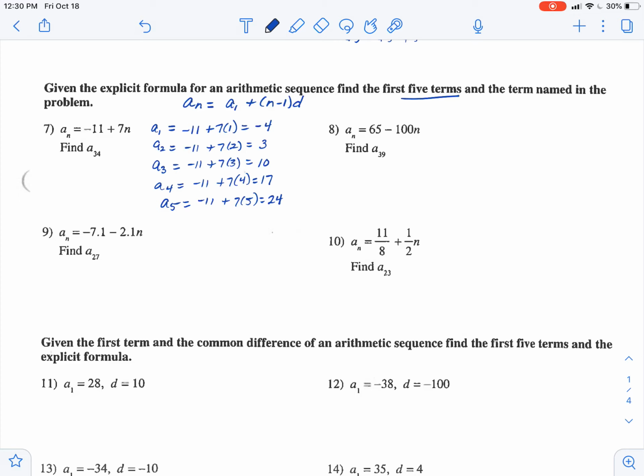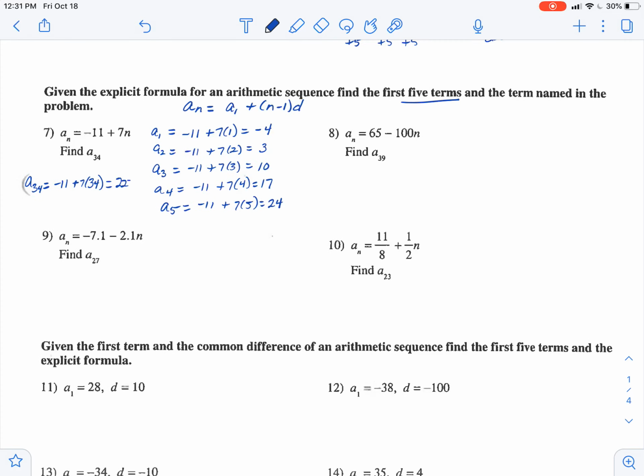Now then, if we're wanting to do a_34, then again, all I'm going to do is put the number 34 there. One of the things too, guys, well, let me go ahead and finish this and then I'll tell you about it. We would just run those numbers in our calculator. 7 times 34 is 238, and 238 minus 11 would be 227. So a_34 is 227.